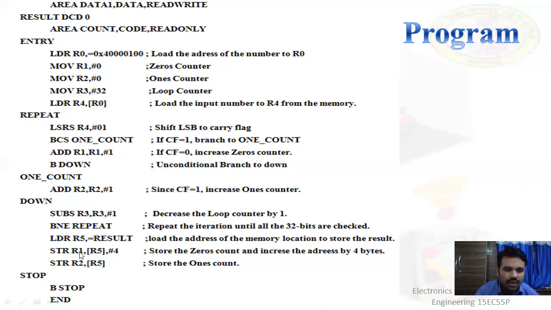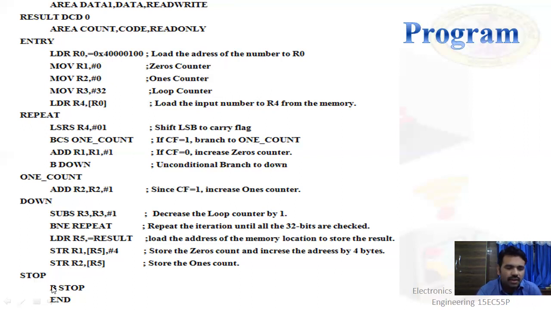First, we store the contents of this register to the memory location pointed by R5. Then the contents of R5 are incremented by 4, so that we can access the next memory location for storing the result. Now, the ones counter will be stored to the memory location pointed by R5. So that's the end of the program. Then we go to the stop.